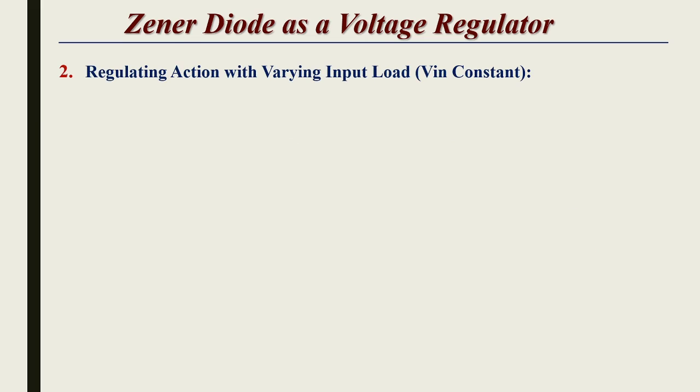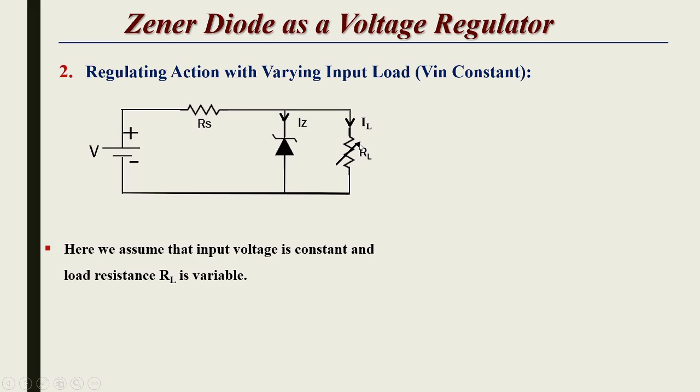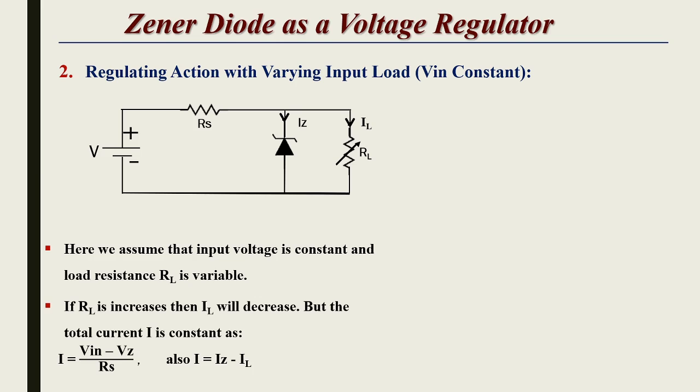Now the second case, where we keep the input voltage constant but vary the load, that is Vin is constant and the load is variable. So here we assume that the input voltage is constant and the load resistance RL is variable. If RL is increased, then IL will decrease. But the total current I is constant as it depends on Vin. So it is given as Vin minus Vz divided by Rs. And I is also given as Iz plus IL.